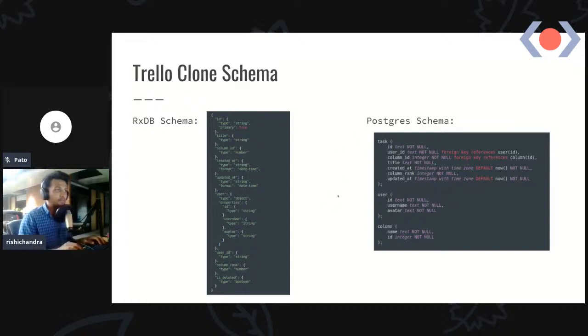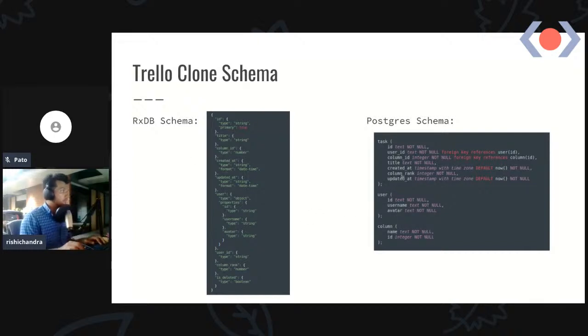On the right, we have the Postgres schema. We have three tables, that is task, user, and column. Task has ID, user ID, column ID, title, created at, column rank, updated at. User ID and column ID refer to user and column tables respectively. And column rank is useful for ordering the tasks across different columns.